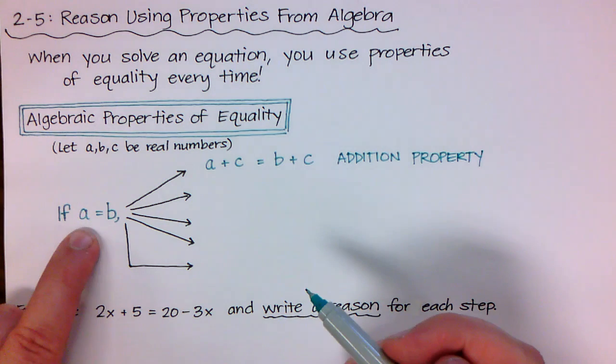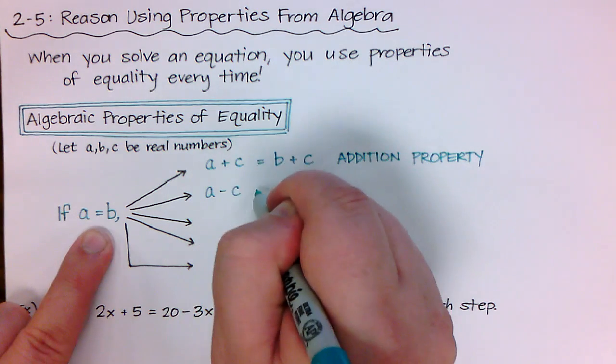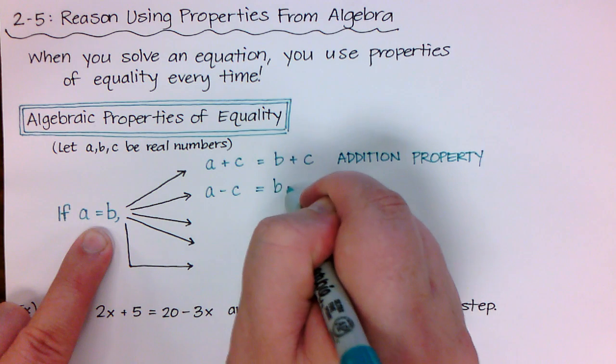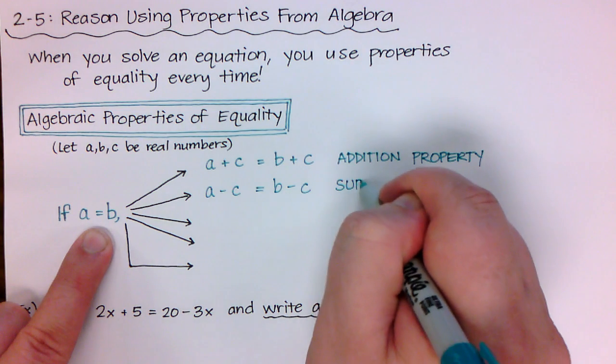Likewise, if I start with A is equal to B, then A minus some number should be the same as B minus that same number C. This is the subtraction property.